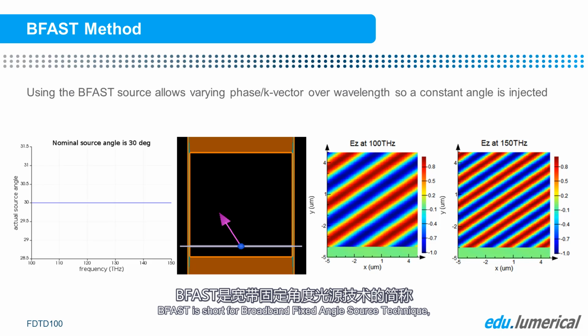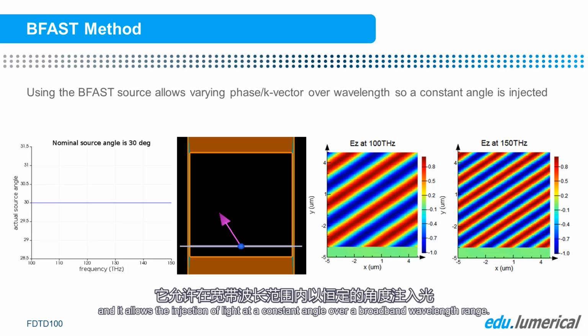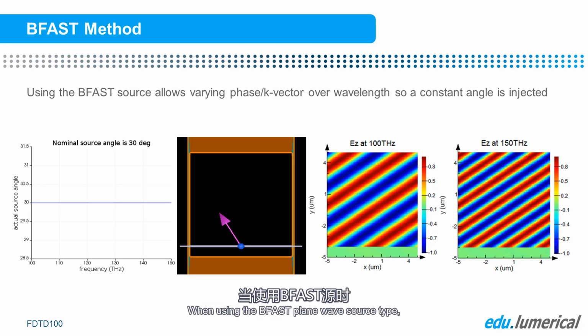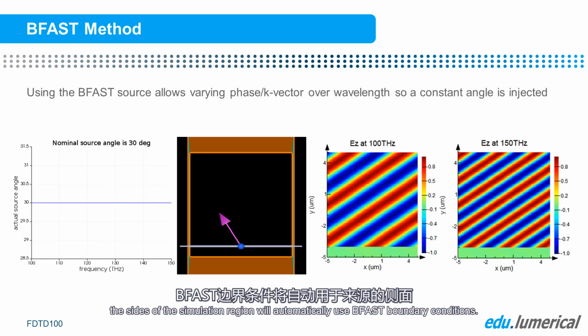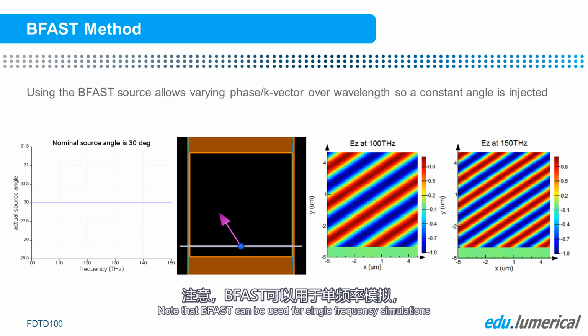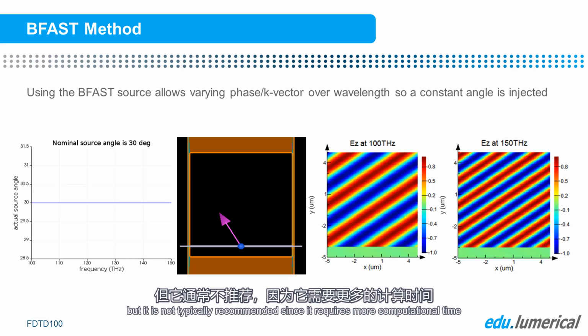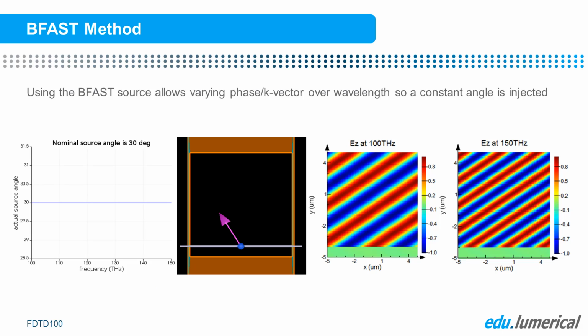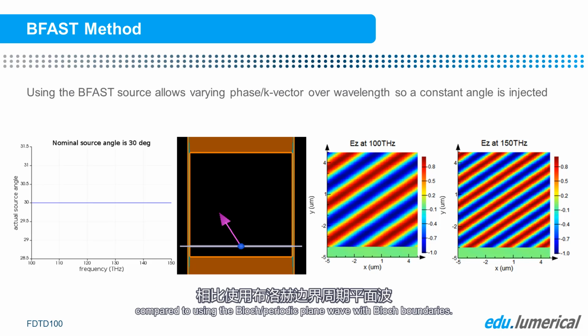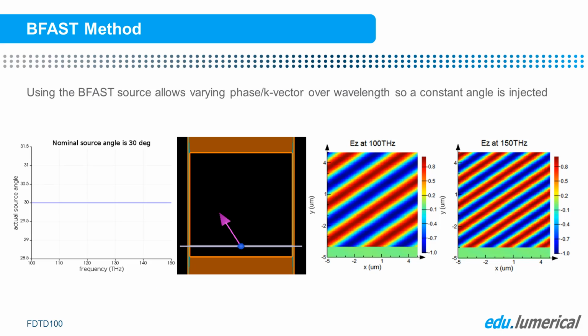BFAST is short for Broadband Fixed Angle Source Technique, and it allows the injection of light at a constant angle over the broadband wavelength range. When using the BFAST plane wave source type, the sides of the simulation region will automatically use BFAST boundary conditions. Note that BFAST can be used for single frequency simulations, but it's not typically recommended since it requires more computational time compared to using the Bloch periodic plane wave with Bloch boundaries.